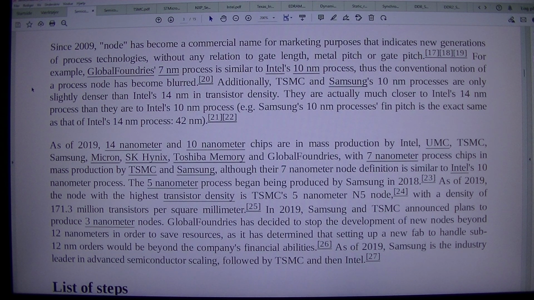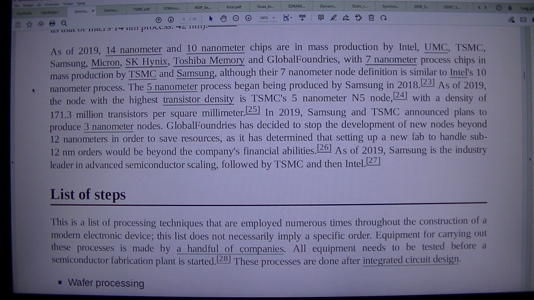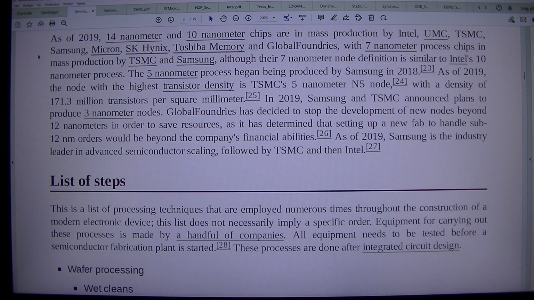Additionally, TSMC and Samsung's 10 nm processes are only slightly denser than Intel's 14 nm in transistor density. They are actually much closer to Intel's 14 nm process than they are to Intel's 10 nm process. For example, Samsung's 10 nm process's fin pitch is the exact same as that of Intel's 14 nm process, 42 nm.